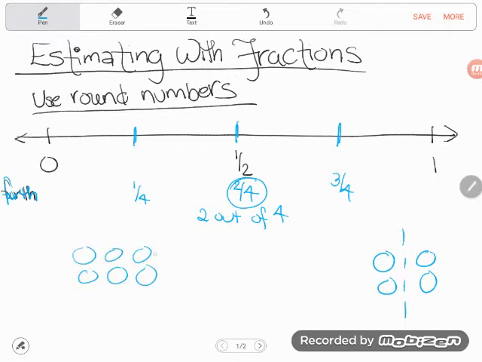If I had tenths, I'm breaking each whole thing into 10 equal pieces. I don't want to do it on my number line up here because it's going to get messy. But if I were to break that in half, 5 out of 10 is half.